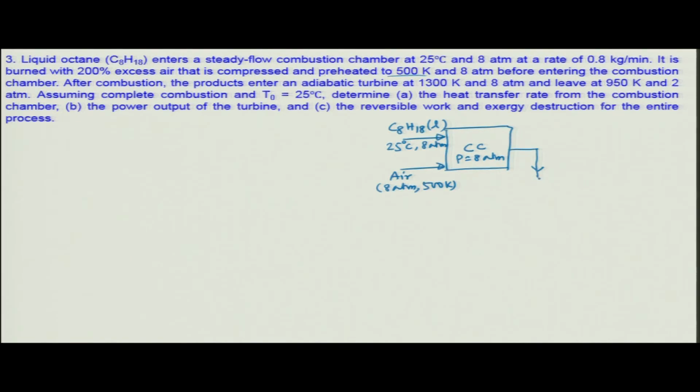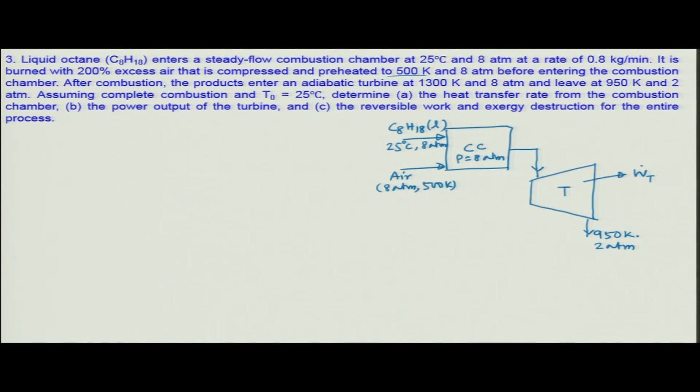So, there is a turbine which is adiabatic, where it expands and leaves at 950 Kelvin and 2 atmospheric pressure. So, that is the exit state of the turbine, and in this process there is some work done by the turbine. Okay.